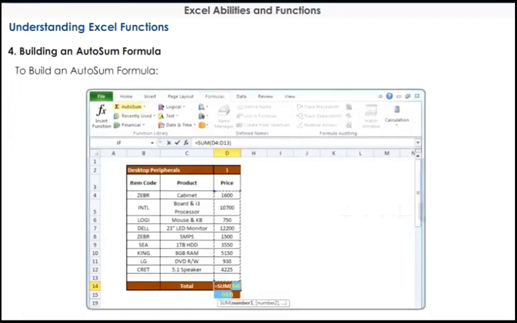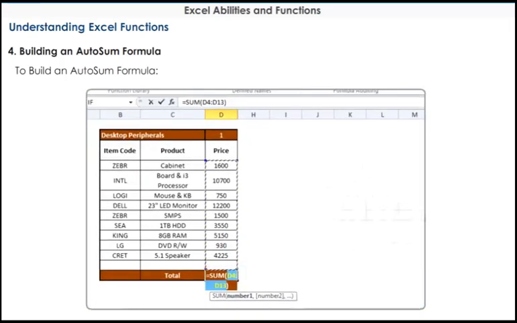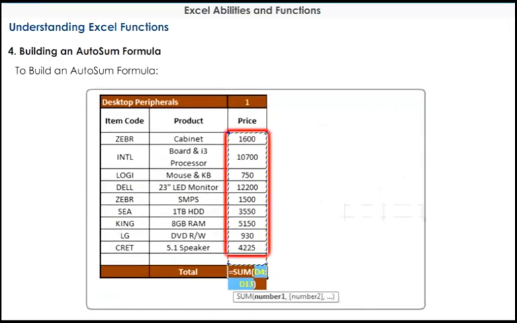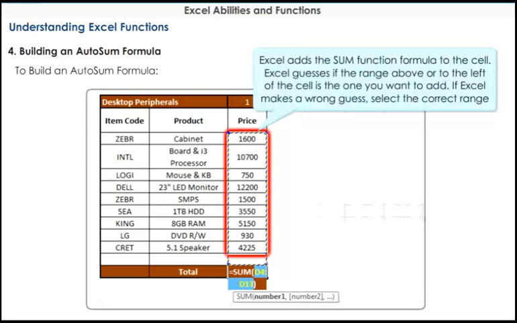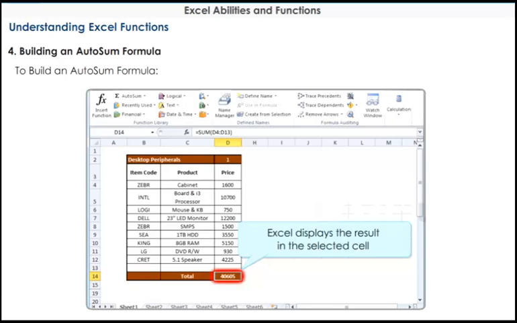To build an AutoSum formula, click on the cell where you want the sum. In the Formula tab, click the AutoSum button. If you want to use a function other than sum, click the Sum drop-down list and then click on the operation you want to use. Excel adds the sum function formula to the cell. Excel guesses if the range above or to the left of the cell is the one you want to add. If Excel makes a wrong guess, select the correct range. Finally, click the tick mark in the formula bar. Then press Enter. Excel displays the result in the selected cell.